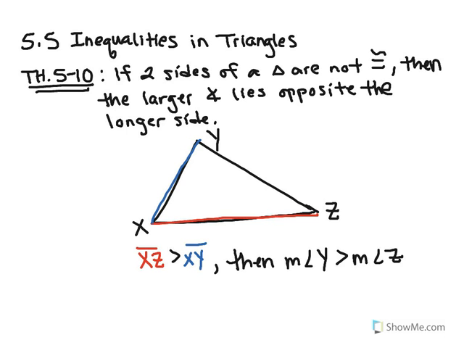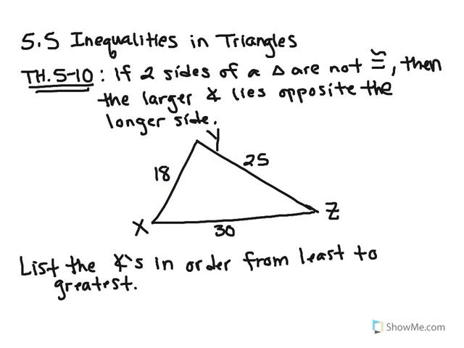Because in my picture, this angle right here is directly opposite of the longer side. So this has the bigger angle. And that's all that this theorem says. It's a very basic theorem. So let's take a look at this example.